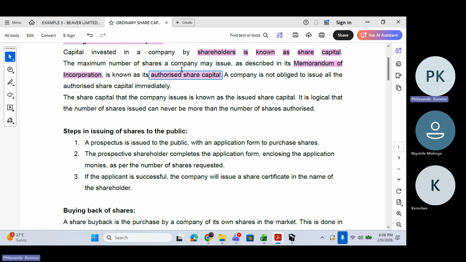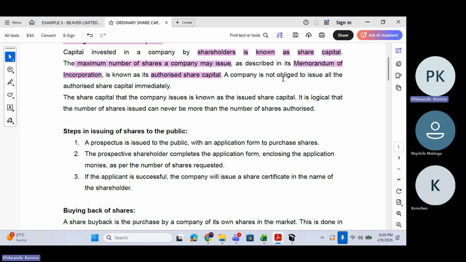We call that the maximum number of shares a company may issue. That is the authorized number of shares for authorized share capital. Obviously, we talk about the number of shares, but when it comes to capital, we talk about the money that we raised from those shares that were issued.